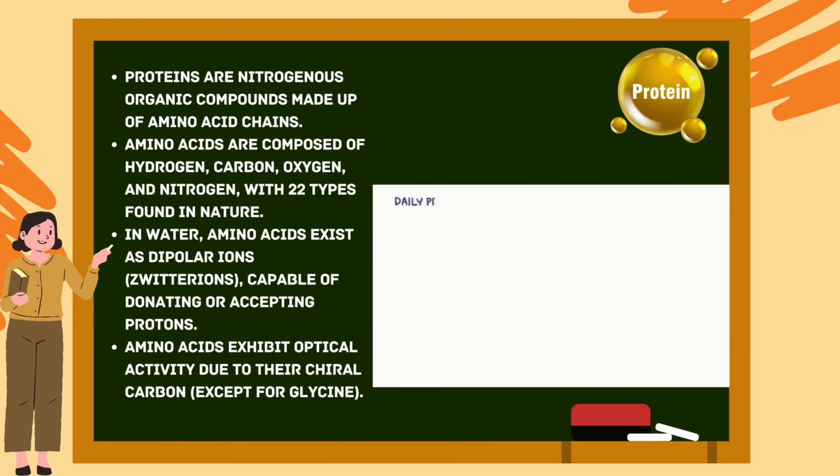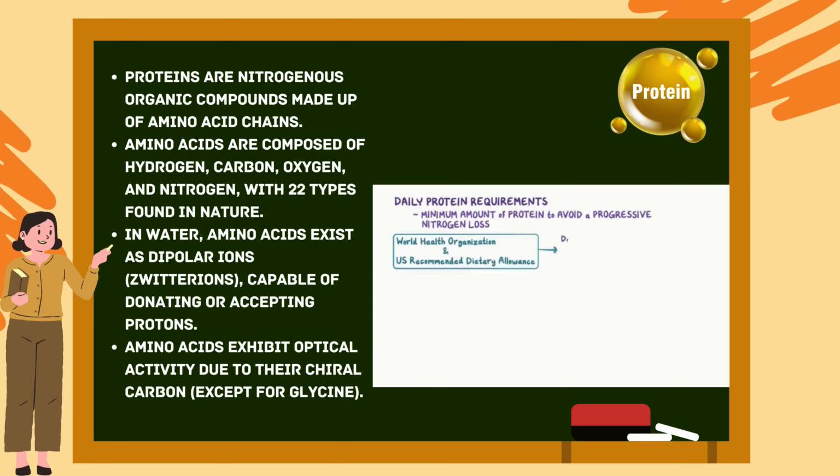Generally speaking, daily protein requirements are based on studies that estimate the minimum amount of protein needed to avoid a progressive nitrogen loss. The World Health Organization guidelines and the US recommended dietary allowance each estimate that daily protein requirements for healthy adults are about 0.8 grams per kilogram of body weight. Protein recommendations per day vary by age as well.